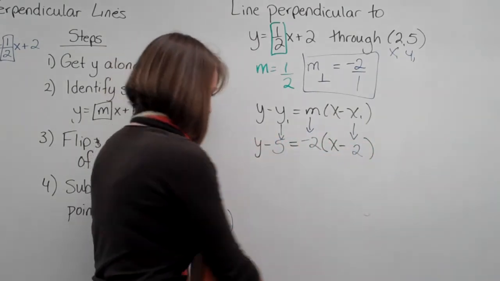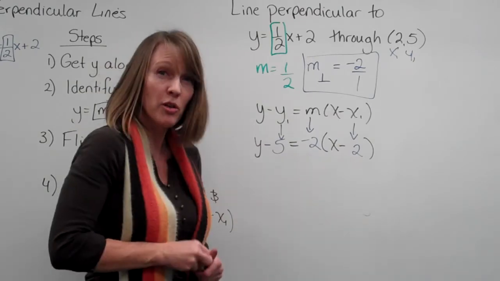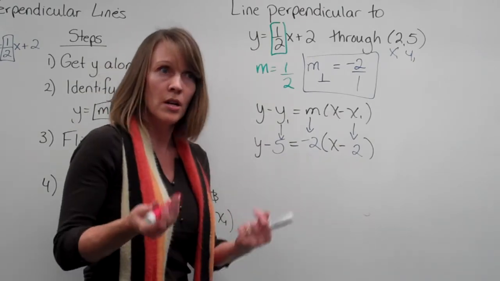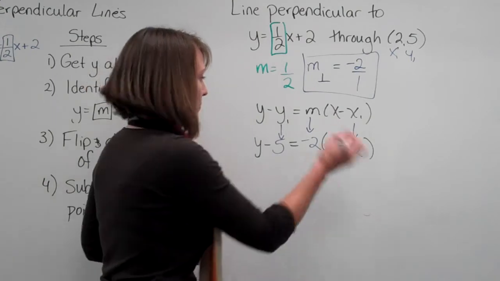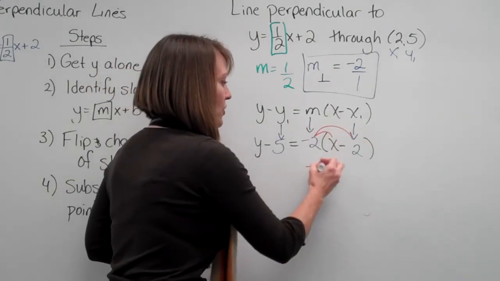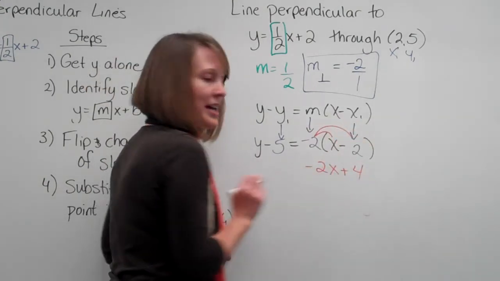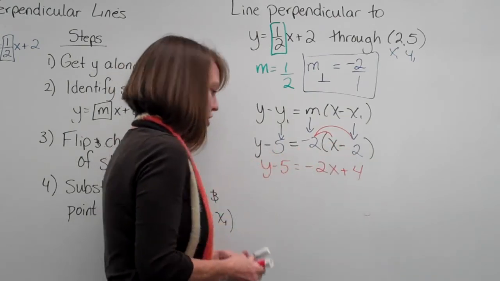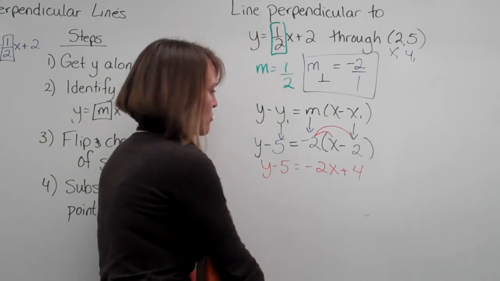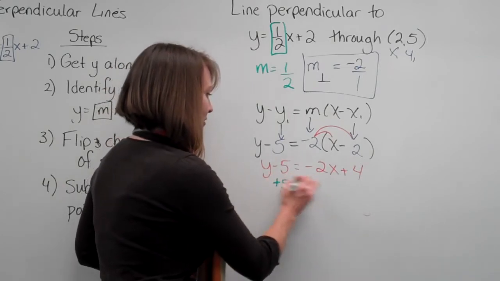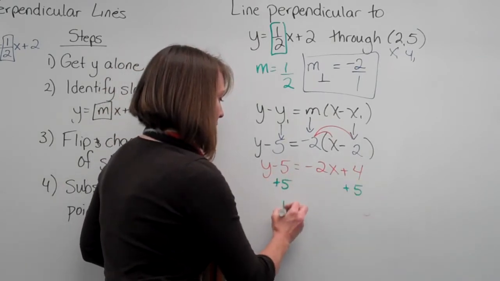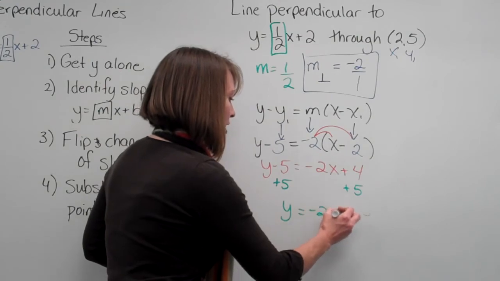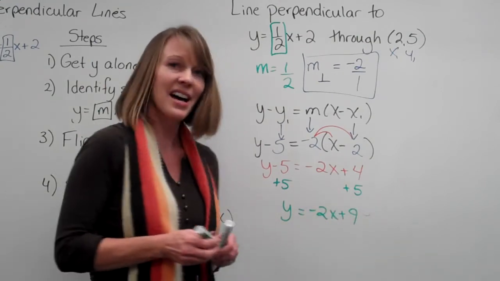All right, let's get the y alone because remember we still need to get it to slope-intercept form. So we're going to distribute the -2, -2x plus 4, negative. Almost. Just got to get that y alone. Add 5 to both sides. We got y is equal to -2x plus 9.